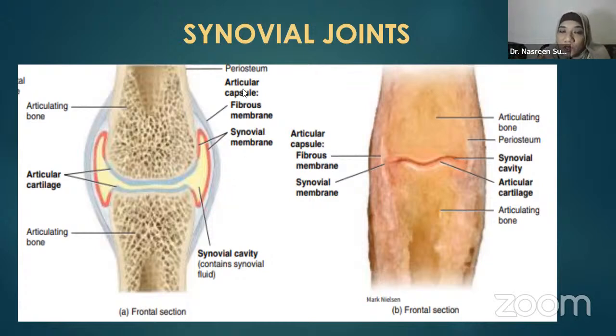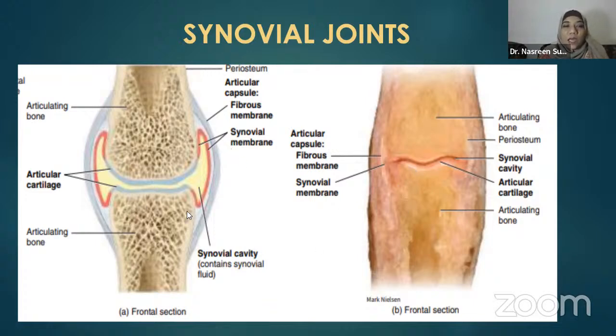Okay. Now this articular capsule has two membranes, inner synovial membrane and outer fibrous membrane. Now this outer fibrous membrane is actually a continuation of the periosteum of the bone. You can see here, this periosteum is continuing in the joint as the fibrous membrane of the articular capsule. Then you have the inner synovial membrane.